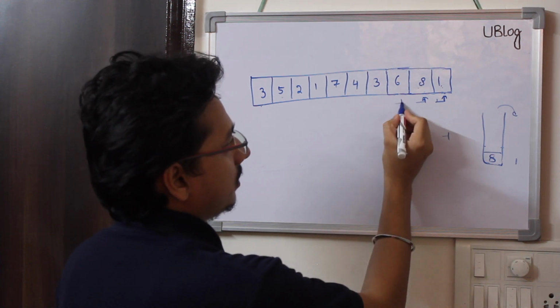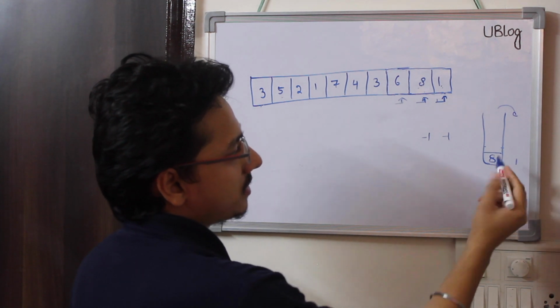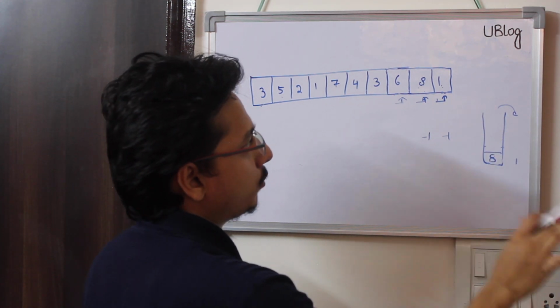Next, I move to 6. Before pushing it to the stack, I need to pop all the smaller elements. Since there are no smaller elements, I won't pop anything.